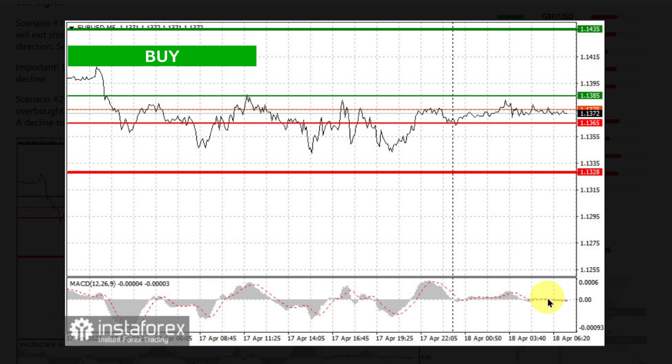You could also plan to buy the euro today if the price tests the 1.1365 level twice in a row, while the MACD is in oversold territory. This will limit the pair's downside potential and lead to an upward market reversal. A move toward 1.1385 and 1.1433 can be expected.